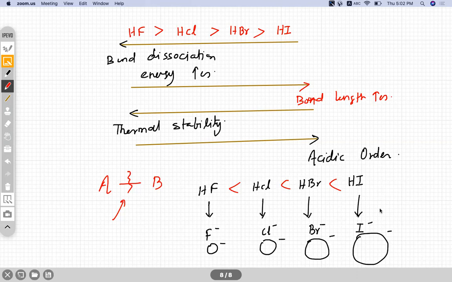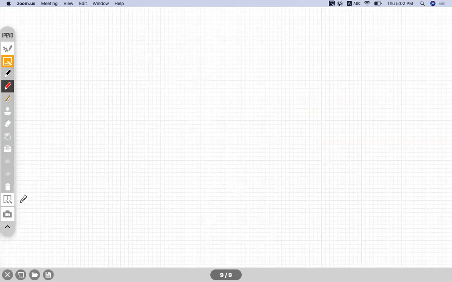That way also you can think: the size is small, so bond length is small, difficult to break the bond, and hence difficult to furnish H plus ion. That way also you can think. Okay, next write down the compounds of hydrogen. We are going to discuss first hydrides.